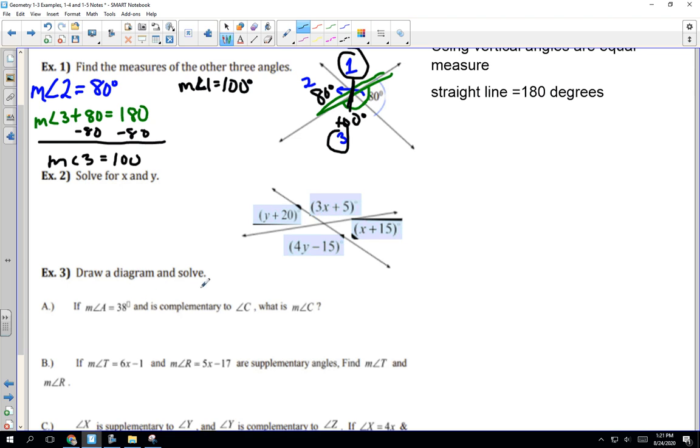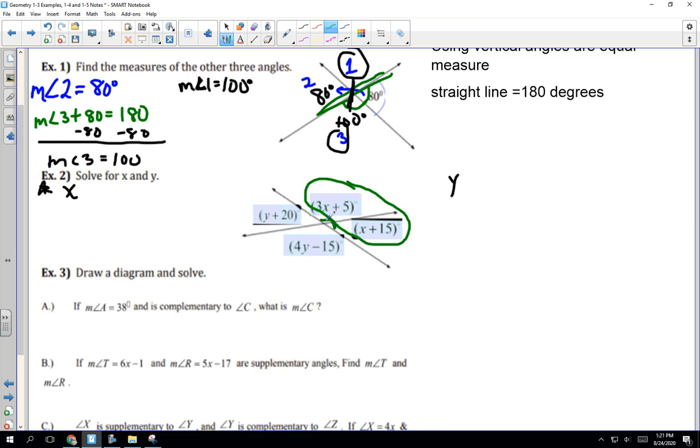It says draw a diagram and solve. Oh, no, sorry. Example 2. Solve for x and y. This is like 2 different problems, the solving for x problem and the solving for y problem. So I'm going to do x on the left-hand side and y on the other. I'm going to pull my x's here. If I want to solve for x, I don't want to touch the y. So I'm just looking at these 2 little pieces right here.